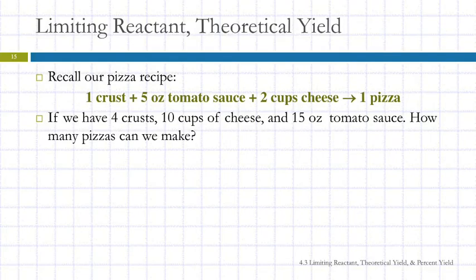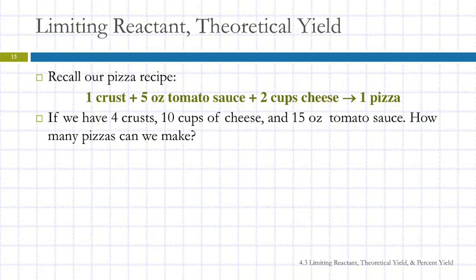We're going to talk about pizza some more. So there's our pizza recipe. If we have 4 crusts, 10 cups of cheese, and 15 ounces of tomato sauce, how many pizzas can we make? Depends on which one runs out first, right? So you can kind of think about this for a while. What number did you come up with? 3. 3 actually is the correct answer. But let's write it out and see what the process is.